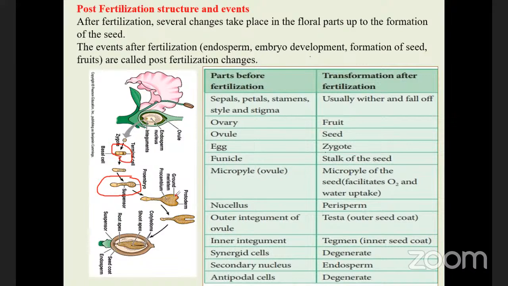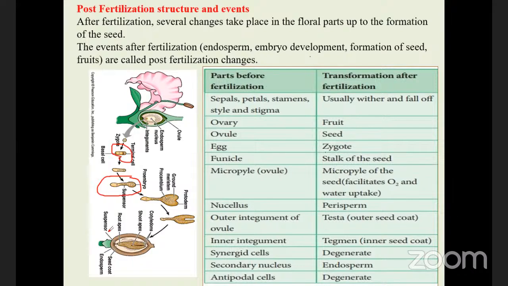It divides into three layers, that is protoderm, ground meristem, and procambium. The protoderm will form the outer layer, the ground meristem forms the meristematic tissues, and the procambium forms the cambium at the middle.